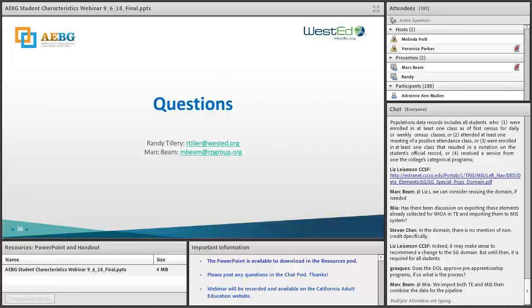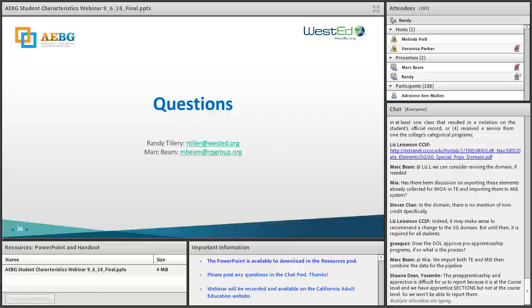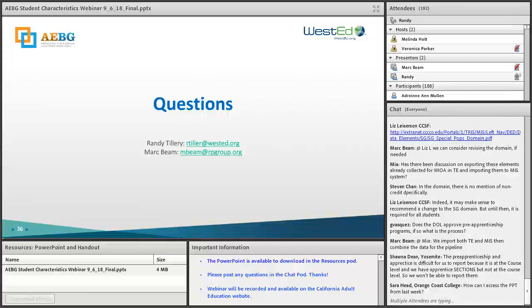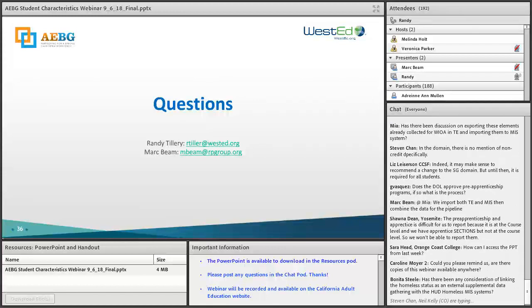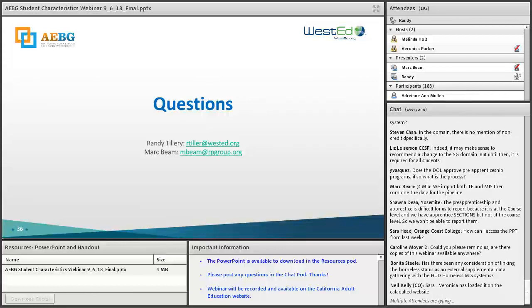Does the DOL approve pre-apprenticeship programs? They do not approve pre-apprenticeship programs. So currently, there is no requirement that if you have a pre-apprenticeship program it's approved by DAS or that you are reporting those students to DAS. I was actually talking to a friend from the California Federation of Labor yesterday, and I think there will be a move to do that, because while we can capture information about students in pre-apprenticeship programs in adult education, there are lots of community-based organizations and other entities providing pre-apprenticeship training, and we would like to be able to understand the scope of practice in the field across different kinds of institutions.